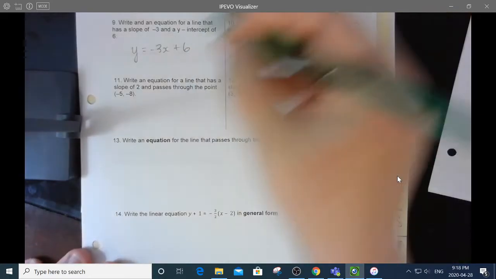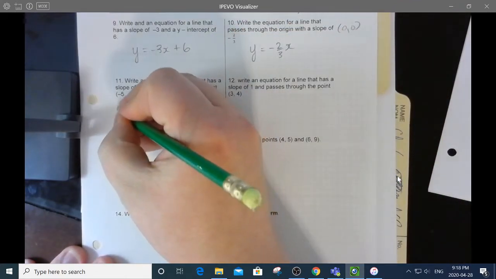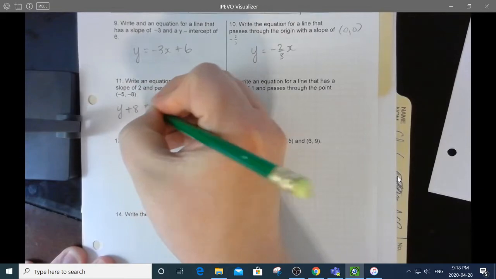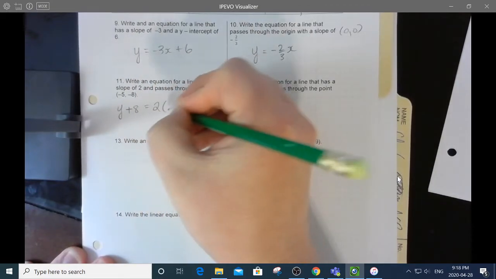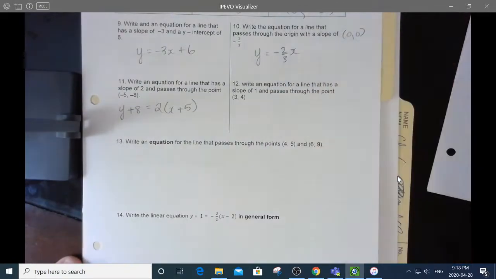Okay, so I'm going to use my point slope formula. So y minus -8 is equal to the slope of 2 and x minus -5. And it doesn't say I have to change it, so I'll just leave it like that.